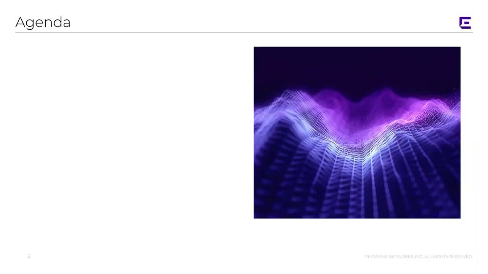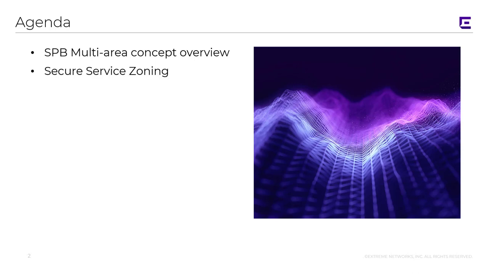So our agenda is going to be fairly straightforward. We're going to start with a concept overview, and then we're going to move on to one of the biggest benefits for ISIS multi-area, and that is something called secure service zoning. We're only going to touch on the surface because it can be a fairly detailed dialogue. I'm going to have another session later on in the series to cover it in more detail. But it's a big benefit and probably one of the biggest reasons why you'd want to run ISIS multi-area.